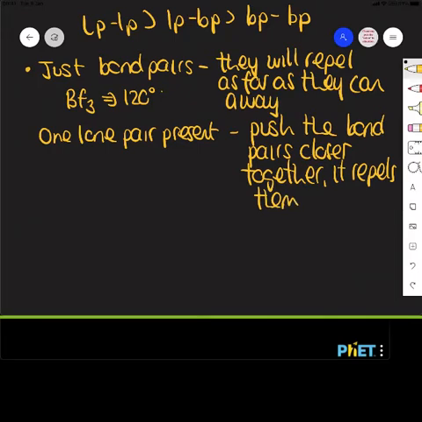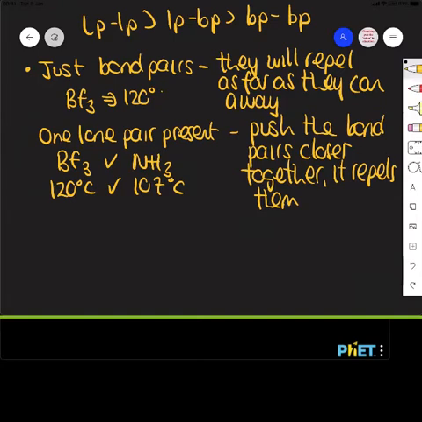So then we have the example of comparing BF3 versus NH3. NH3 is the one with the lone pair. This is a 120 degree angle versus 107 degrees. So that lone pair has now bullied the bond pairs and really squashed them down.